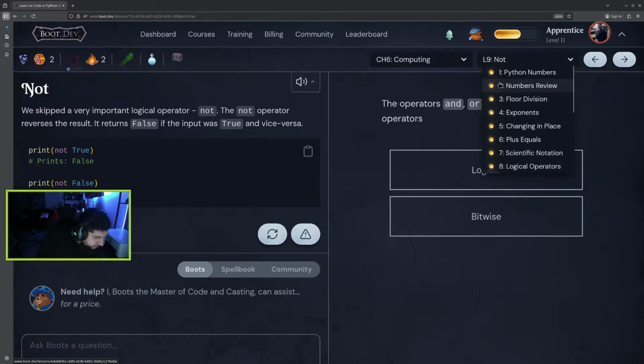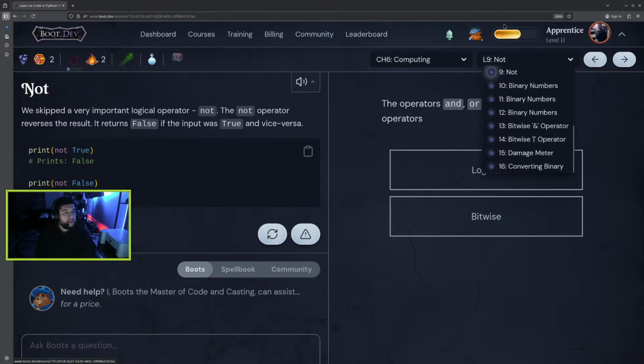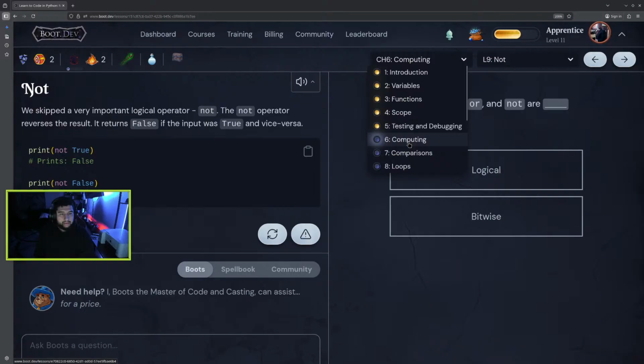I've been streaming for about an hour. I'm on lesson 9. Alright, so 8 out of 16. So I'm halfway there. I'll stop right here, I guess. And then, I wonder how long it'll take me to finish this chapter, chapter 6. Alright, after computing, it's comparisons. After comparisons, it's loops, lists, dictionary sets, errors, practice, and quiz.